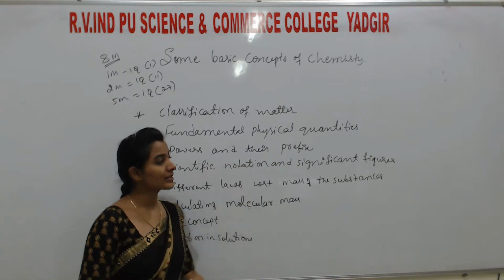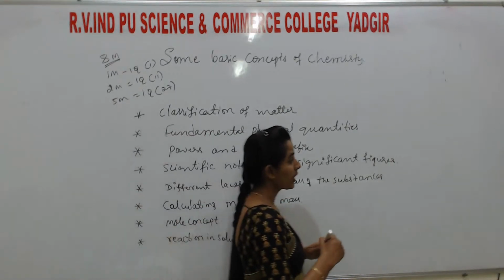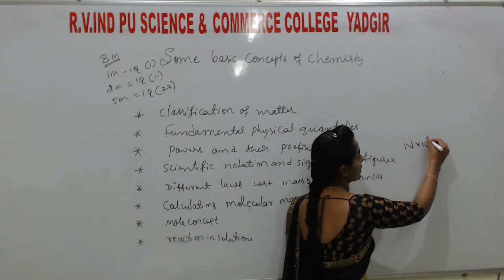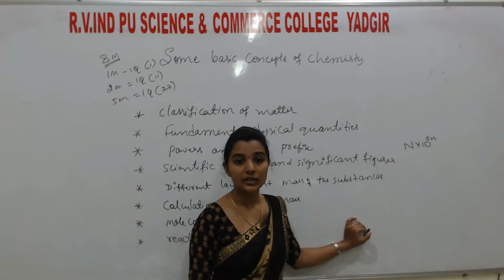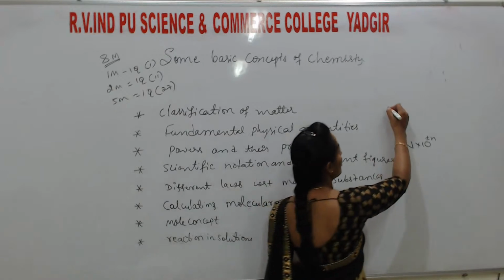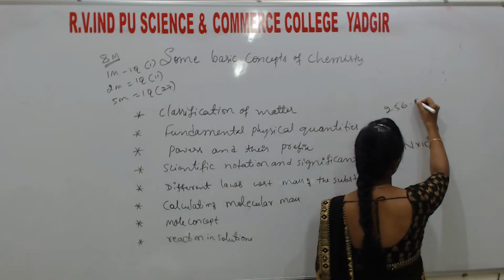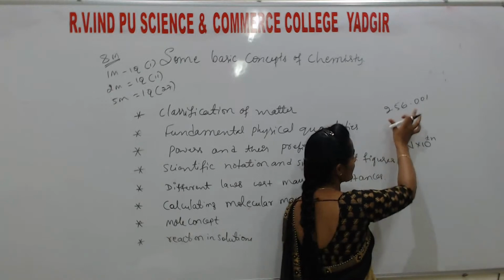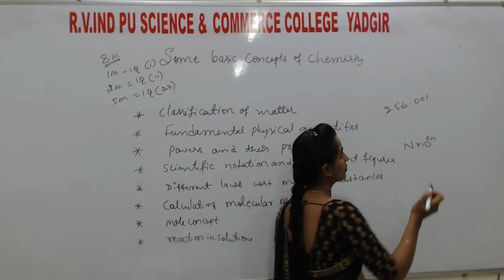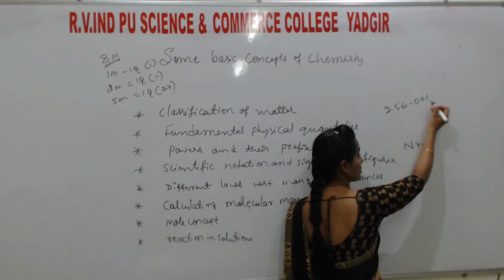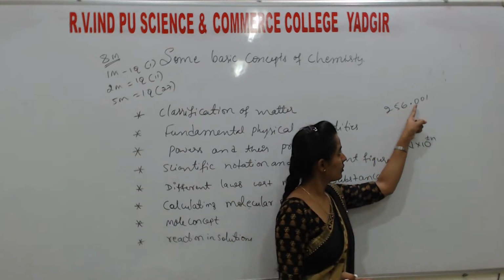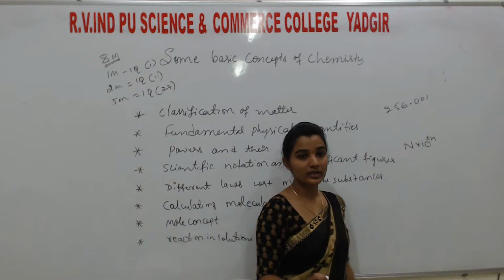Next, scientific notation and significant figures. Listen, everything is represented in the form n into 10 to the power of plus or minus n. That is called scientific notation. Understand? Each and every term. For example, 256.001 is there. It is not a scientific notation. But if you want to count the significant figures, then you have to count the number of digits in the given number. So here 1, 2, 3, 4, 5, 6 is there. So the significant figure count is 6.